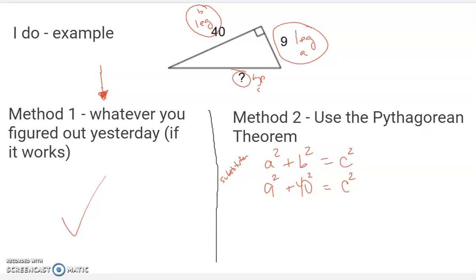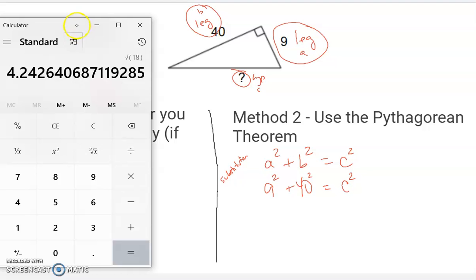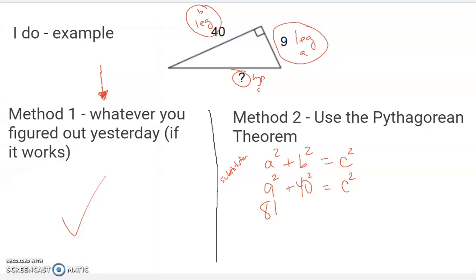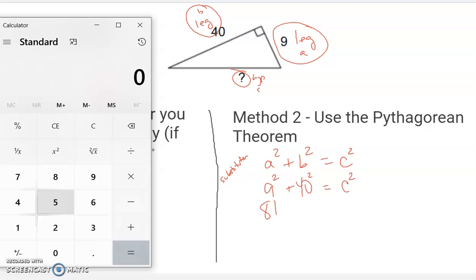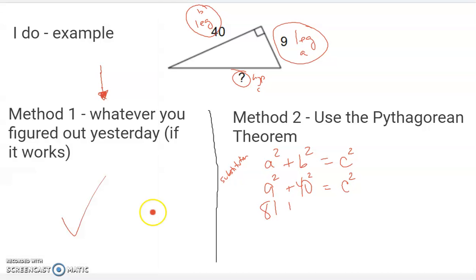Next step would be to do the math we can do. I can do 9 squared. So 9 times 9, I should have known that one. That's 81. 40 squared. I have a squared button, sorry. 40 squared is 1600. C squared I don't know. That's what I'm looking for. Remember, C is the hypotenuse. Can add those together. 1681 equals C squared.